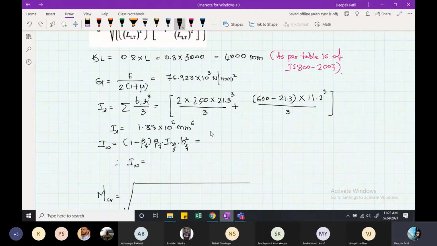Are you clear, students, regarding this torsional constant? Then we'll come to the warping constant, that is 1 minus beta f. I told you beta f will be same, that is 0.5, because we have all the I sections of equal flange width.